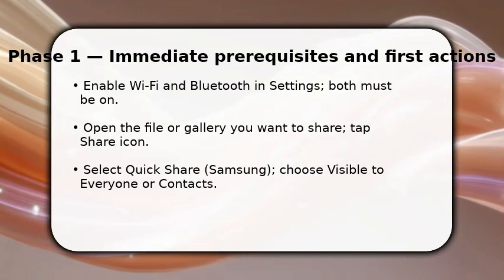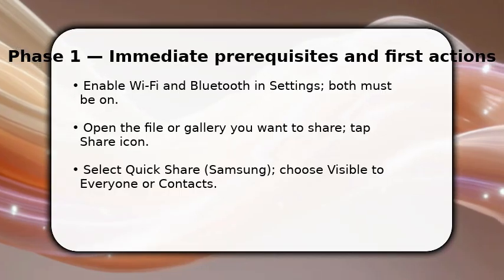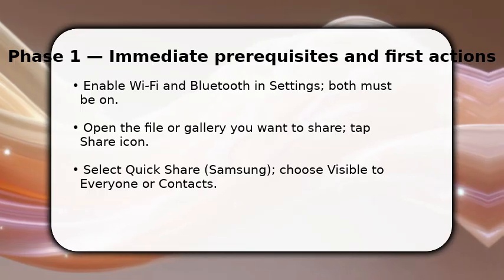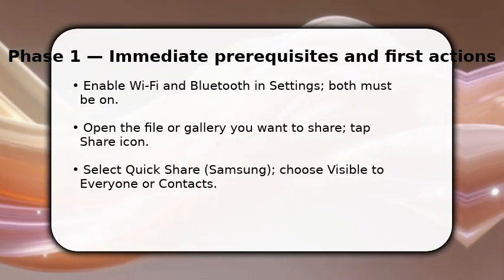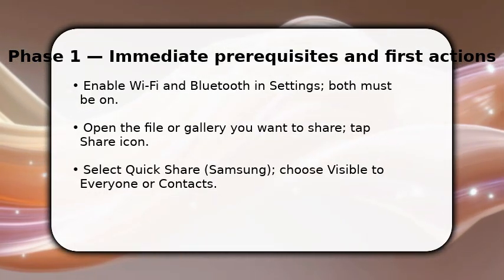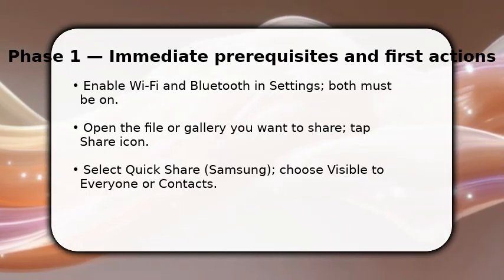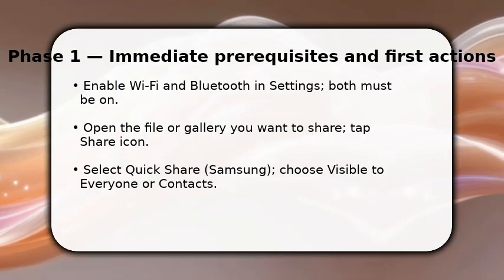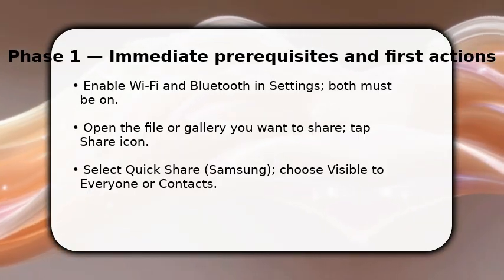You start by making the connection visible. Turn on Wi-Fi and Bluetooth, then keep your screen unlocked so the device advertises itself. Open the photo, video, or document you want to send and tap the share icon. This invokes Android's share sheet. Choose Quick Share from the options. If you don't see it, swipe the sheet left to reveal more apps.